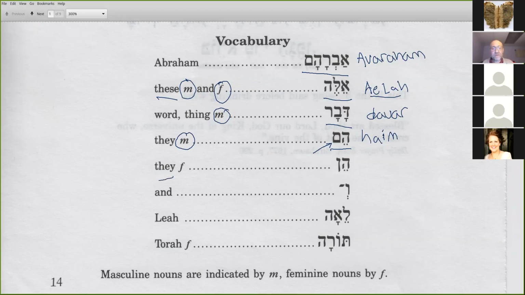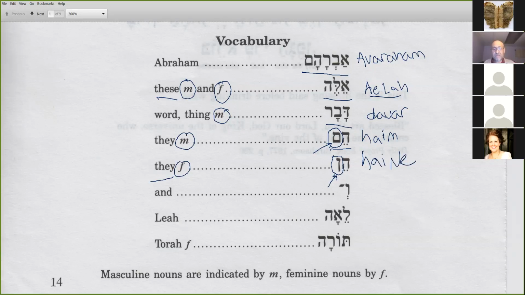Now there's another word for "they," and it's feminine, and notice that it's hain. So this is the indicator for femininity in this case, and this is the indicator for masculinity as pertains to the word "they." Let's see. A-I-N.